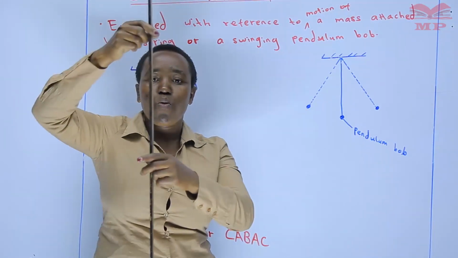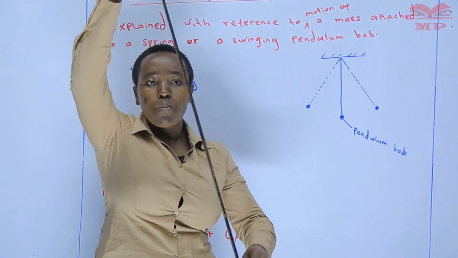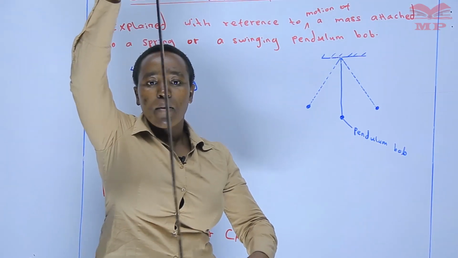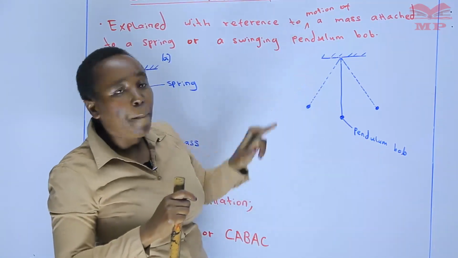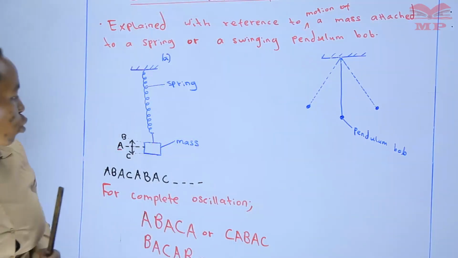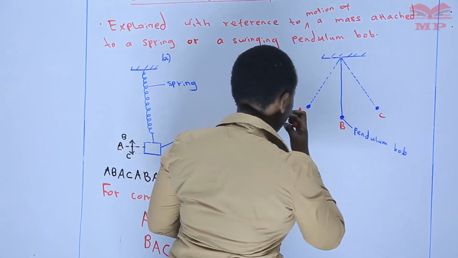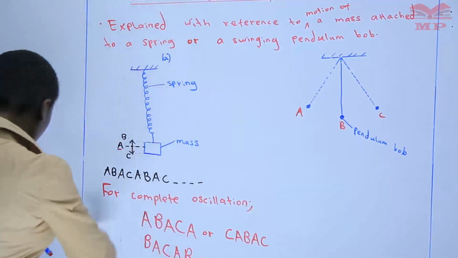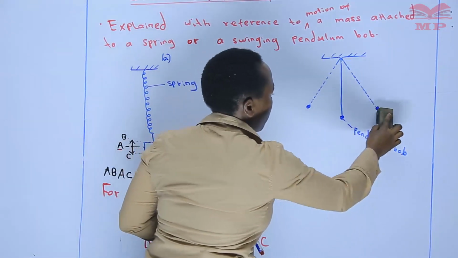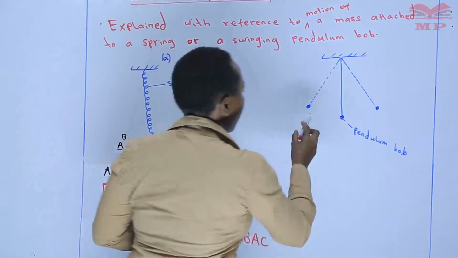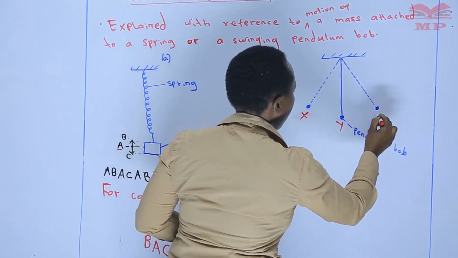So you can see how it is moving. If we have our fixed point again at this point, we give it some slight displacement. You can see how it moves. So that is the swinging of a pendulum bob. So it is going to swing. Let's say we have our point A here. We can call this B and this one C. Or to make the contrast, let's use other letters than the ones that we have used for the mass. We can use X, Y, and Z.